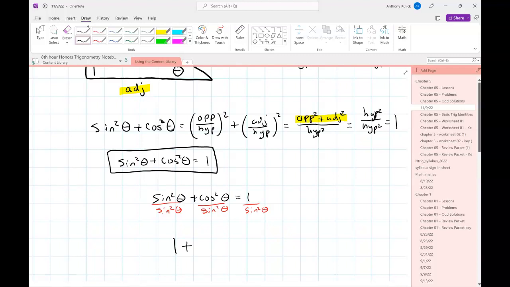Okay, let me rephrase. Cosine squared theta divided by sine squared theta is the same thing as cosine squared theta over sine squared theta times cosine theta over sine theta. Everybody agree with that? What's cosine theta over sine theta? Cotangent. So cosine squared theta over sine squared theta would be cotangent squared theta. Everybody's okay with that?